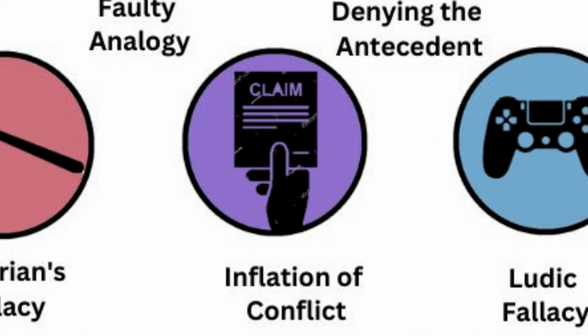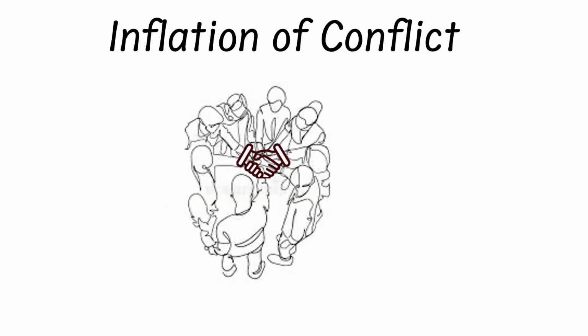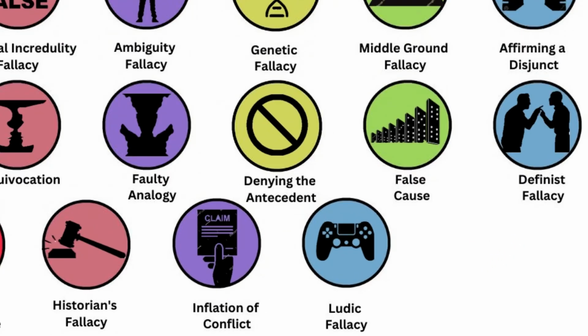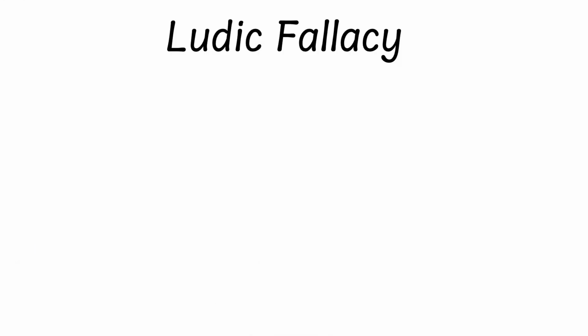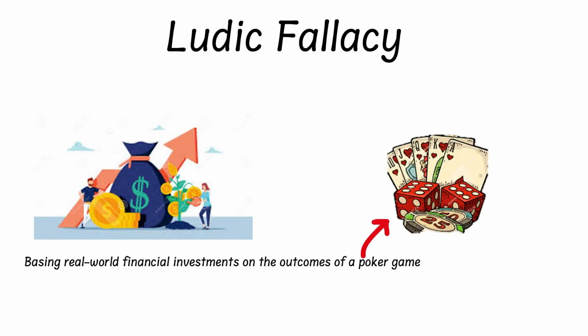Inflation of conflict. Inflation of conflict exaggerates or overstates disagreement to invalidate claims or arguments. It suggests that any dispute among experts means there is no reliable knowledge on the issue. Ludic fallacy. The ludic fallacy mistakes structured, game-like uncertainty for real-world uncertainty. It assumes that real-world outcomes can be accurately predicted based on simplified, controlled scenarios.